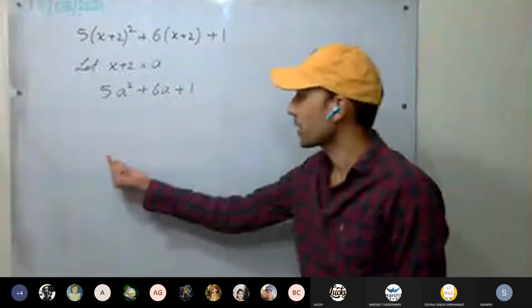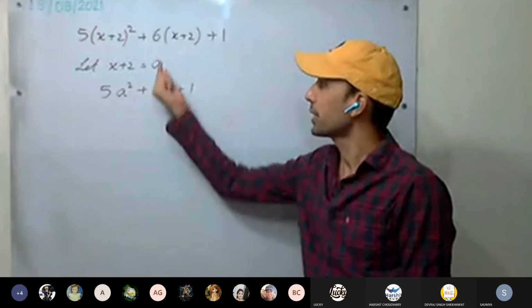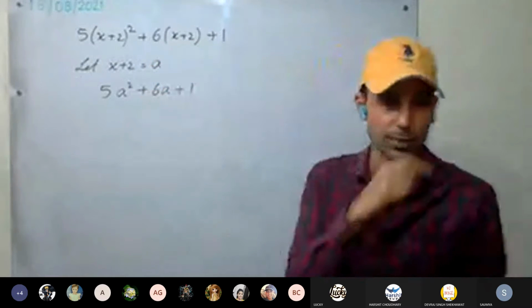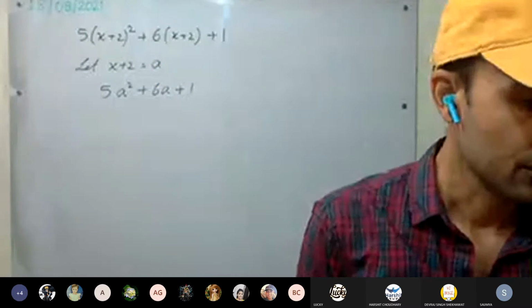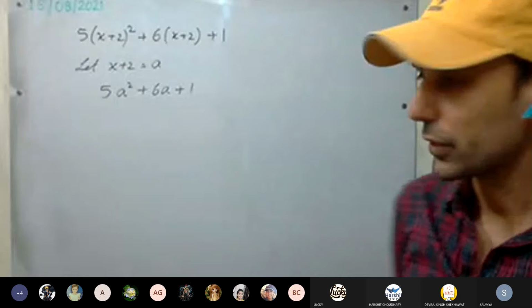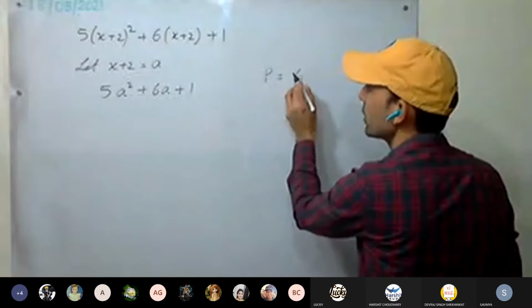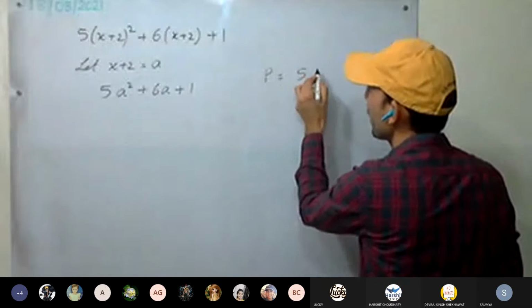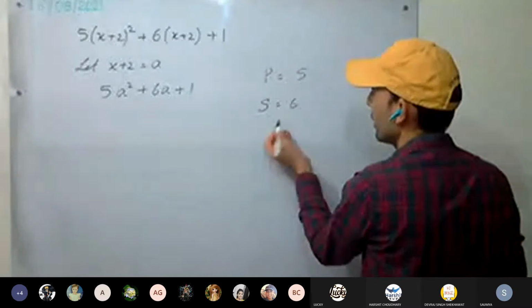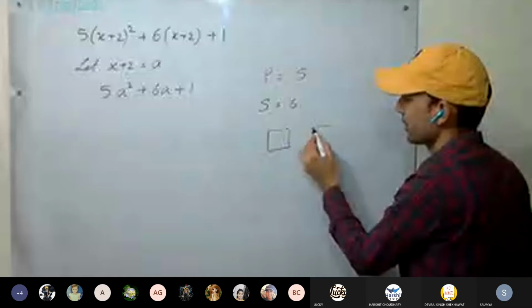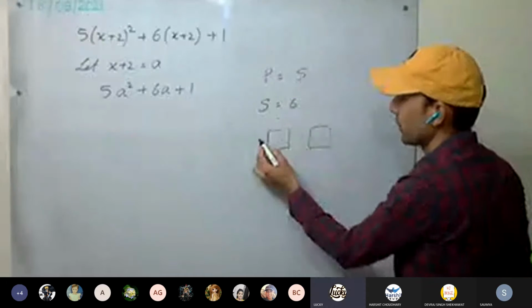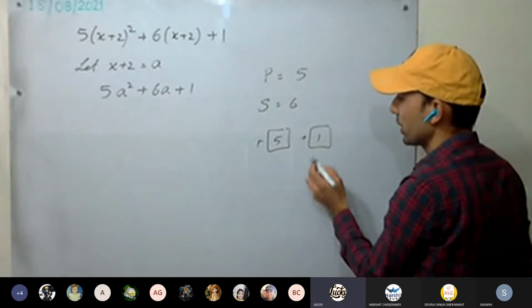At last we'll get factors in terms of a, and then we again put a equal to x plus 2. Solve it, everyone. So the sum and product must be how much? Product must be 5 and sum must be 6. You can easily get the numbers. Both are positive: 5 and 1.